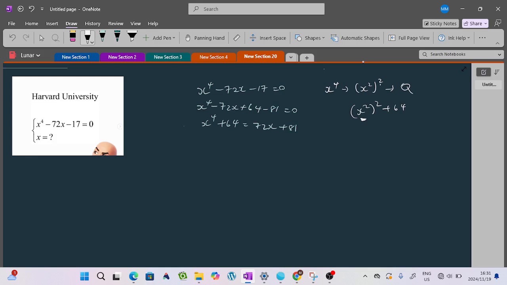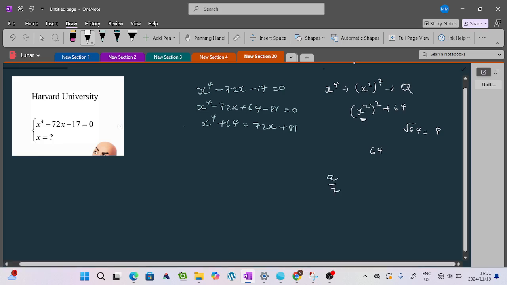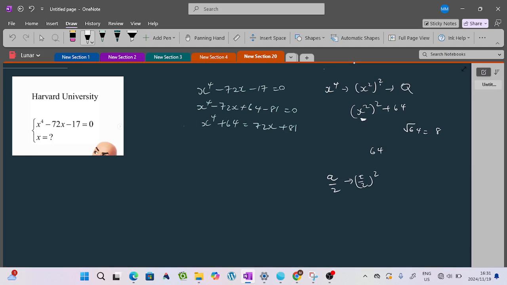So instead of squaring, we have to take the square root of 64. When you take the square root of 64, this will give you 8. Then you need to remember, if I was completing a square, this is how you get 64, which is your last term. You take the coefficient of the middle term, you divide it by 2. So now you have a over 2, then you square this thing, so it becomes a squared over 4.